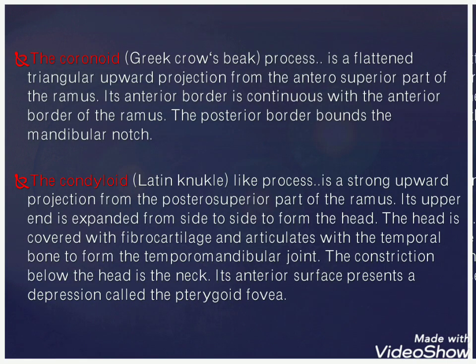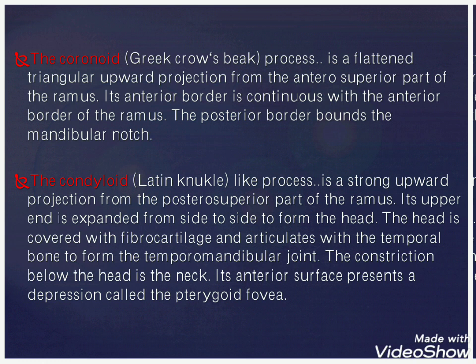Two processes. First, the coronoid process. It is derived from the Greek word meaning crow's beak. It is a flattened triangular upward projection from the anterior superior part of the ramus. Its anterior border is continuous with the anterior border of the ramus. The posterior border bounds the mandibular notch.